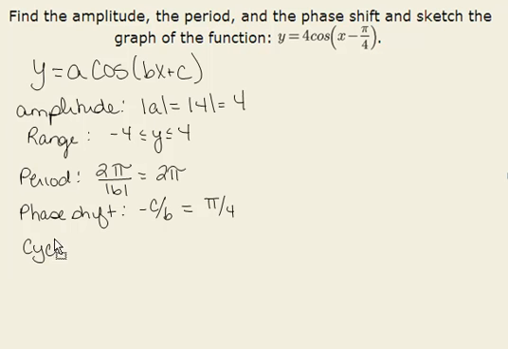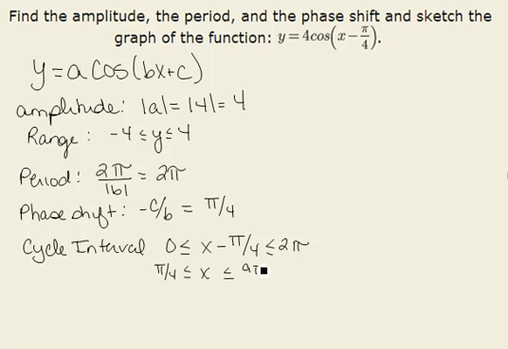In order to find our cycle interval, we would recognize that we would start at pi over 4 and travel a total of 2 pi units. We can also verify that by solving the inequality: 0 is less than or equal to x minus pi over 4, which is less than or equal to 2 pi. Adding pi over 4 to all sides, we will indeed see our interval to be between pi over 4 and positive 9 pi over 4, which again verifies our phase shift was a positive pi over 4.